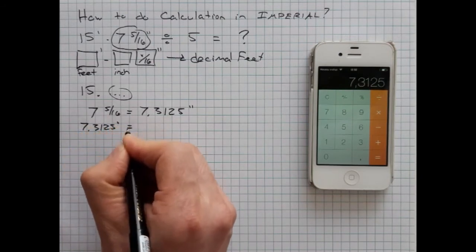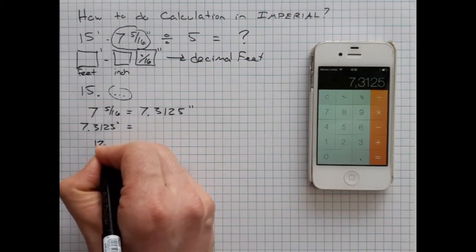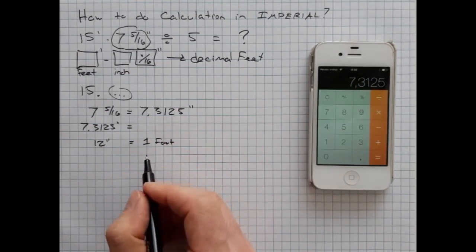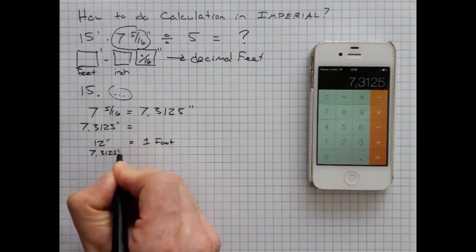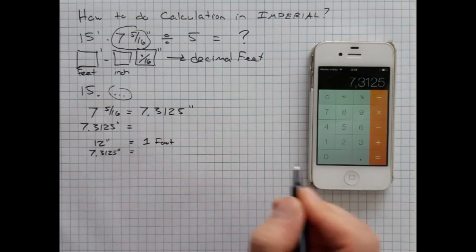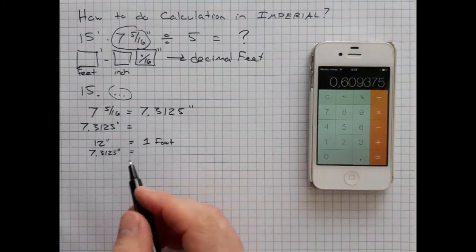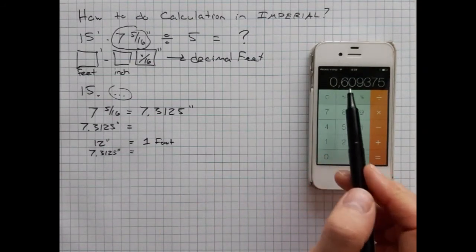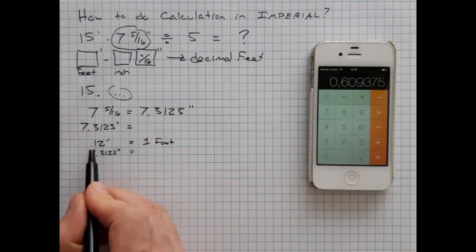Okay, now what does 7.3125 inches equal in a foot? Since I know that 12 inches equals 1 foot, how much does 7.3125 equal to? So I need to divide it by 12. If you're not sure if you should divide or multiply, remember you're going to have less than a foot. So you need the 7.3 to become smaller than 1. You have a fraction of a foot here since you're below 12.